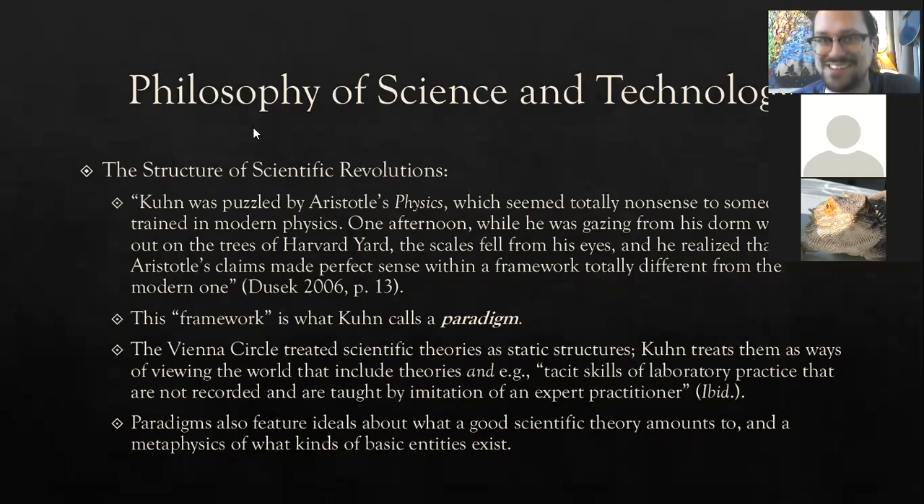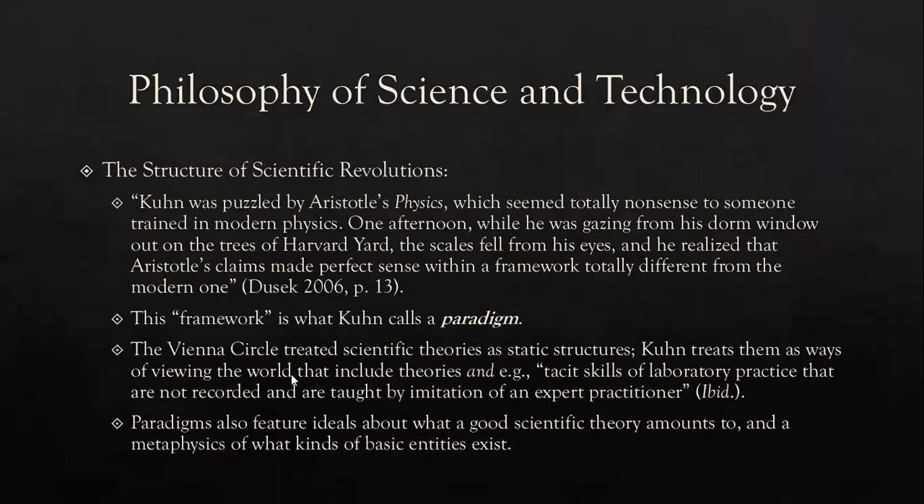This does make sense. We know it's wrong now, but if you didn't know any better, Aristotle's metaphysics, his physics, would totally explain why acorns turn into oak trees and why rocks fall when we let go of them. It totally makes sense within the framework that Aristotle was working with. So this is what Kuhn calls a paradigm. Aristotle had a different paradigm than Isaac Newton. And Isaac Newton was working within a different paradigm than Einstein. Or rather, these figures all shifted their paradigms. But we'll talk about that in a moment.